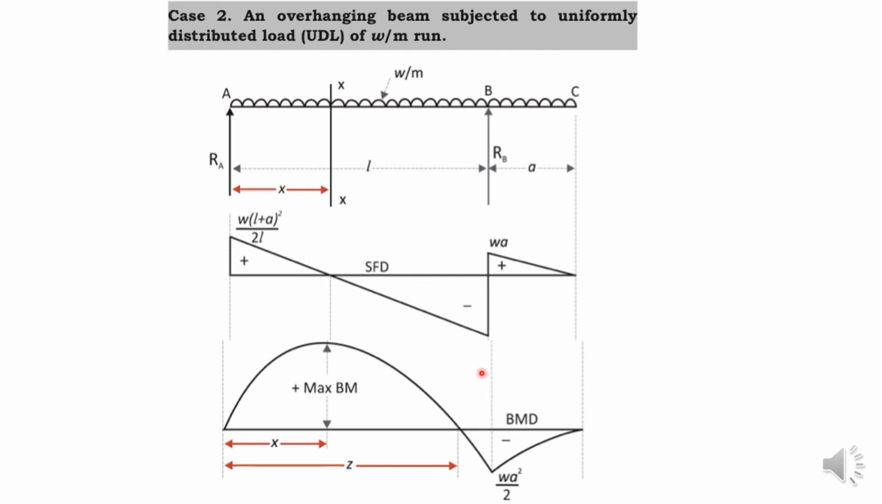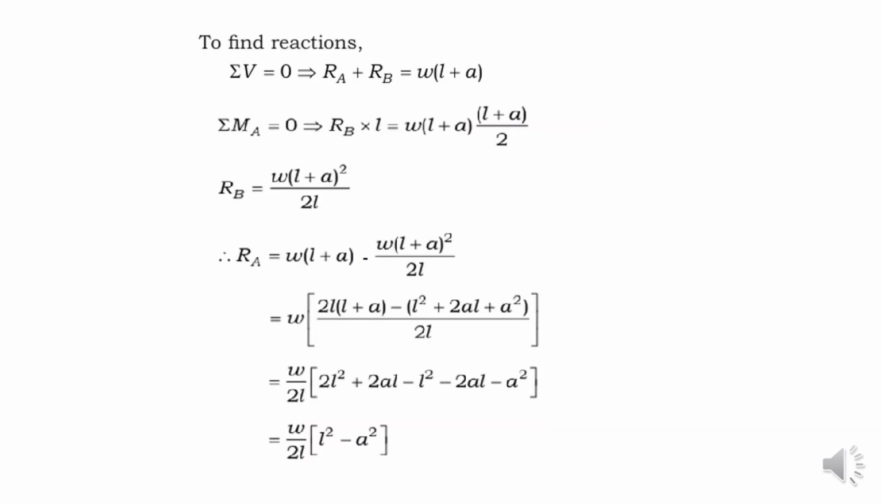Do the same thing for the bending moment diagram, and you will get the bending moment diagram like this. These are the steps to follow for the shear force diagram and bending moment diagram. Using the conditions of equilibrium, you will get RB as w times (a plus L) the whole squared divided by 2L, and RA as w by 2L into (L squared minus a squared).